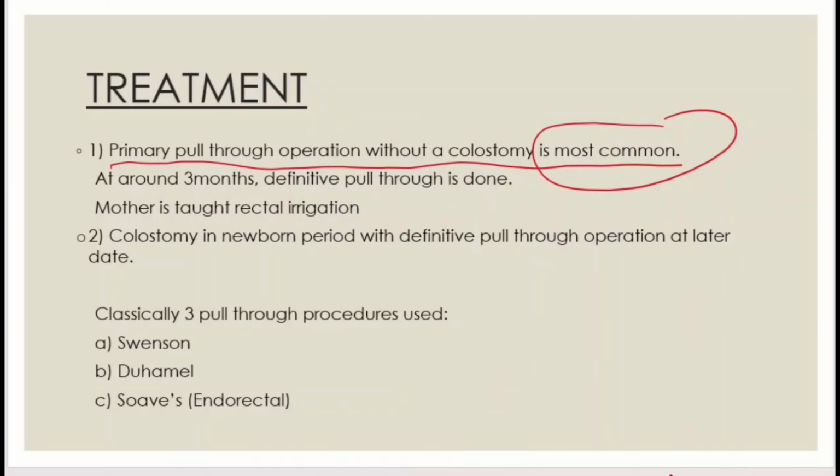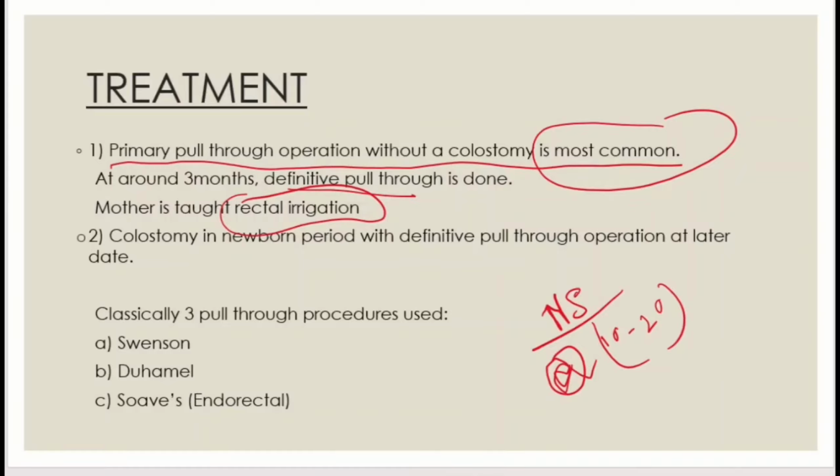Rectal irrigation is done with normal saline, at the rate of 10 to 20 ml per kg body weight every 8 to 12 hours. Mother is taught to clean the rectum of the child using a 10 to 20 size ICD tube. So it is basically done 2 to 3 times daily to clean the rectum using an ICD tube.